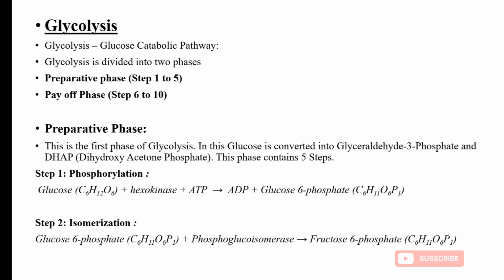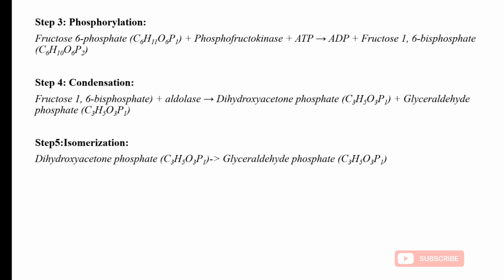Step 2: Isomerization. Glucose 6-phosphate gets converted into fructose 6-phosphate by the enzyme phosphoglucoisomerase. Step 3: Phosphorylation. In this step, one more phosphate from ATP gets added to the previous molecule, resulting in fructose 1,6-bisphosphate.